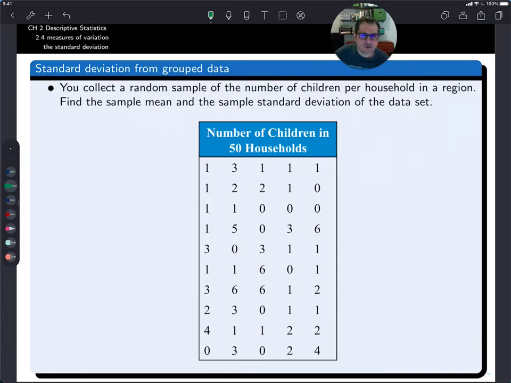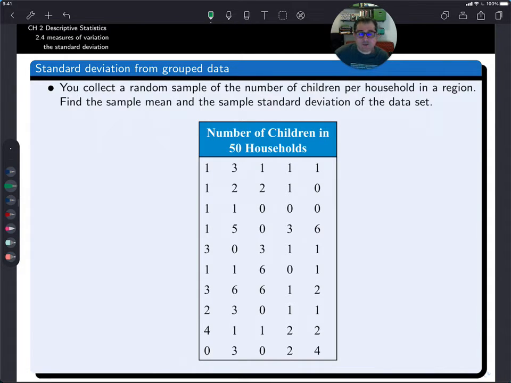Okay, so in this short video, I'm going to calculate the standard deviation from this data set, which has a lot of repeated values. This is taken from the book we're using. For disclosure, I think it's probably the images from the book, but it's just simple values of an example of homes and how many children live in each home.